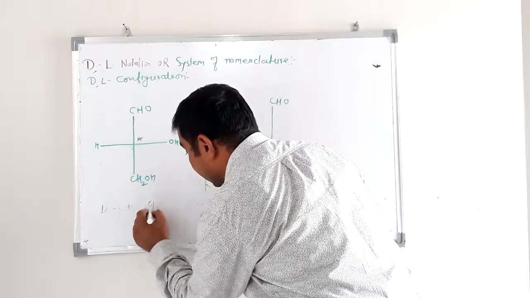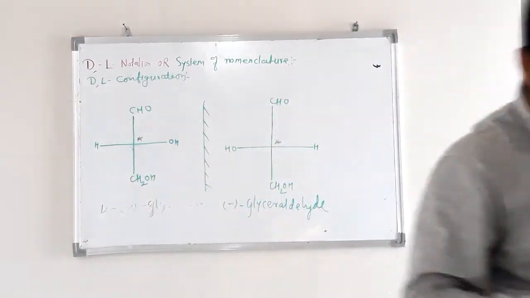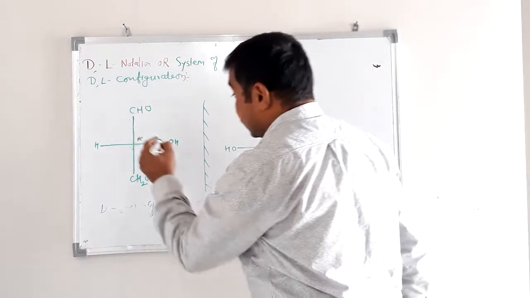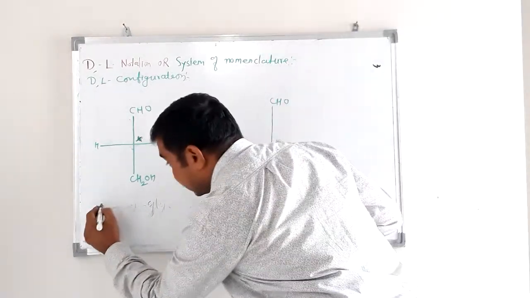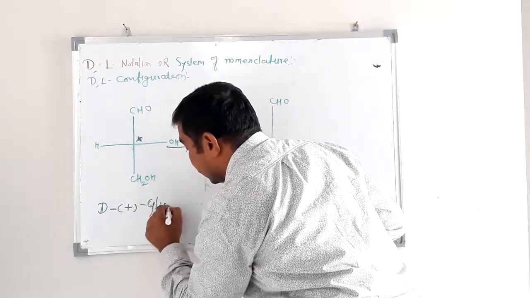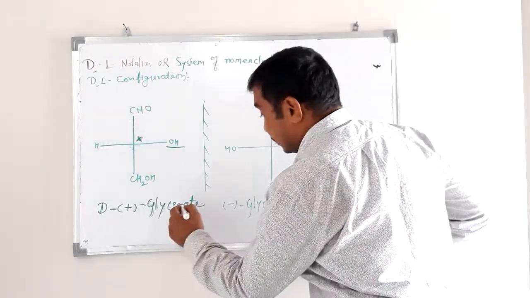Here we can write D plus. What does D stand for? D stands for the position of the OH group at the last chiral carbon atom. Means when the OH is on the right side of this chiral carbon atom, it is written like this, glyceraldehyde.